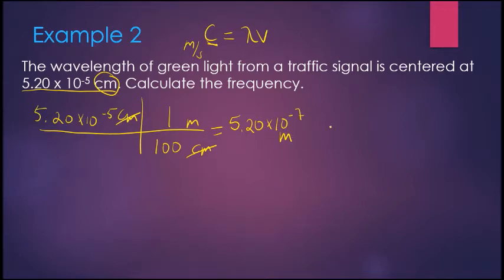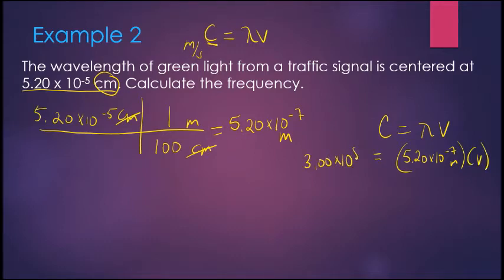Now we're ready to plug and chug. That's what my good old calculus teacher used to say back in high school. We're going to plug them in and chug out the answer. So we can put in our wavelength here, 5.20 times 10 to the minus 7 meters, times the frequency. That's going to equal the speed of light. Speed of light is constant, so it's always going to be 3 times 10 to the 8th meters per second. Then all you have to do is your simple division here.